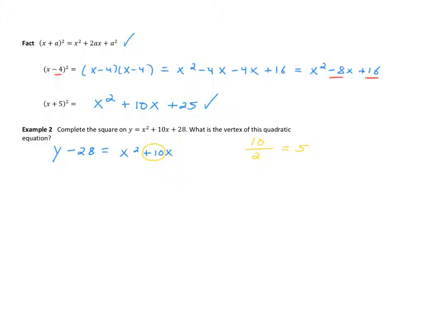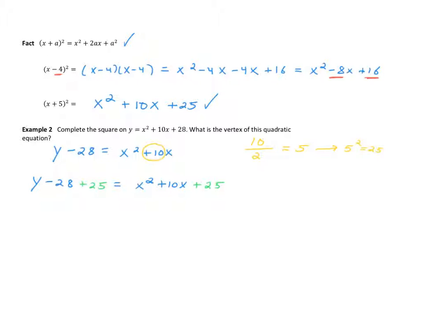So I first take the 10, divide it by 2, I get 5. I then square it to get 25. This is the number that I'm going to add to both sides of my equation. So that is, I have y minus 28. I'm going to add 25 on the left. I get x squared plus 10x, and then plus 25 on the right. You'll notice that this is exactly the same thing as this, meaning I can replace all of this with x plus 5 squared, and that's exactly what I'm going to do.